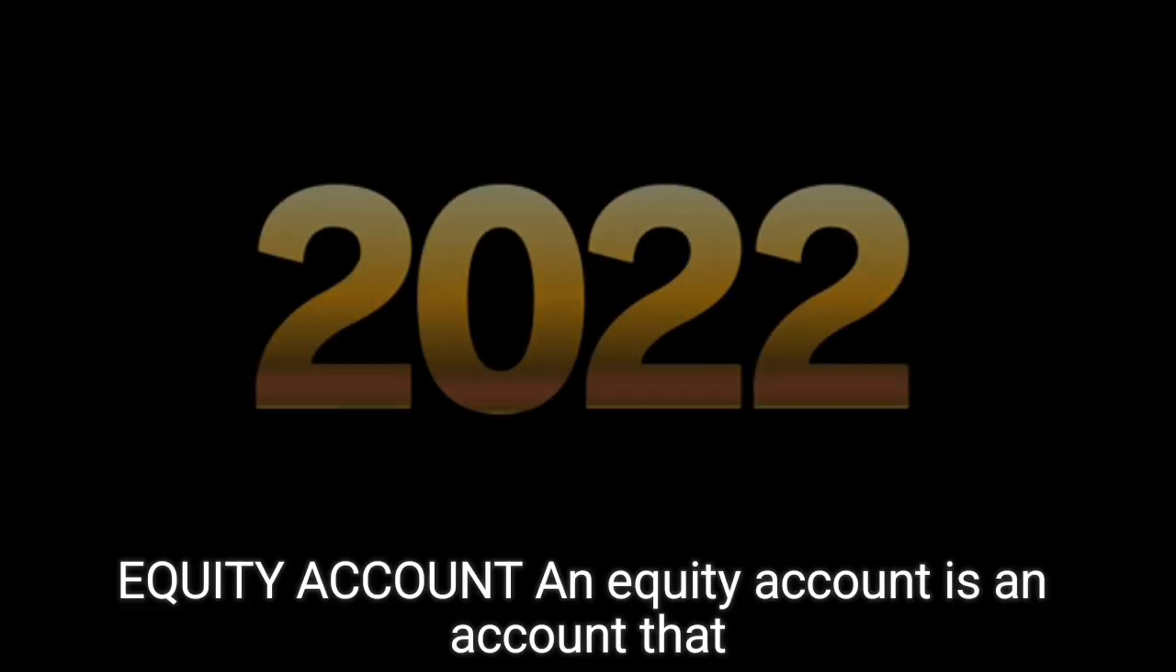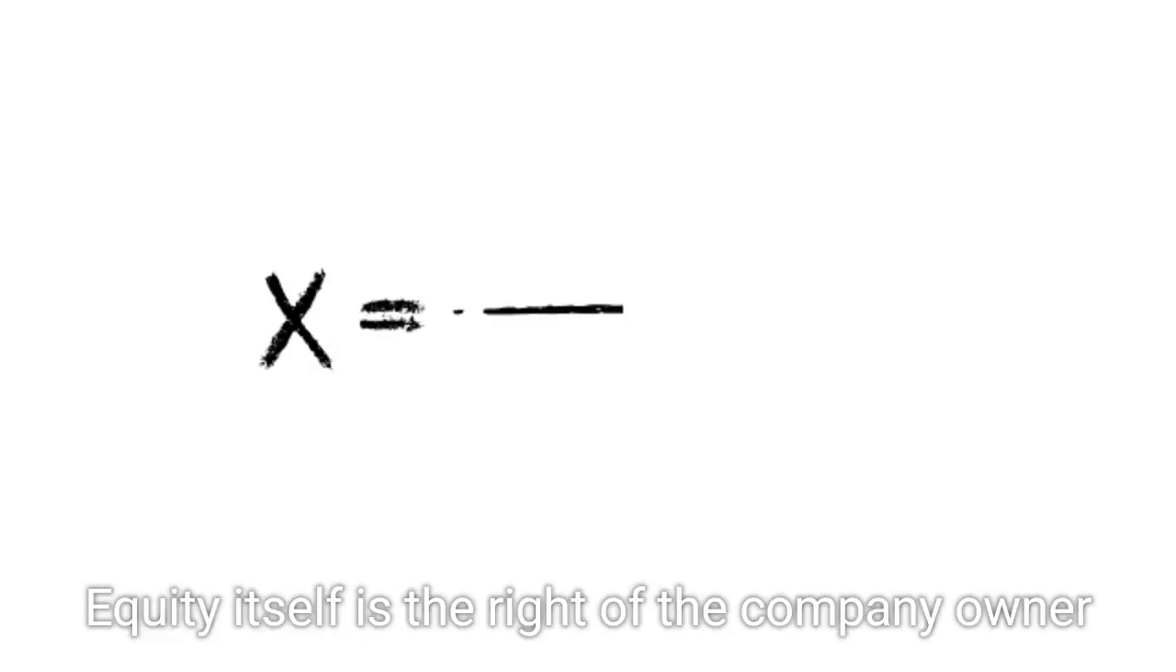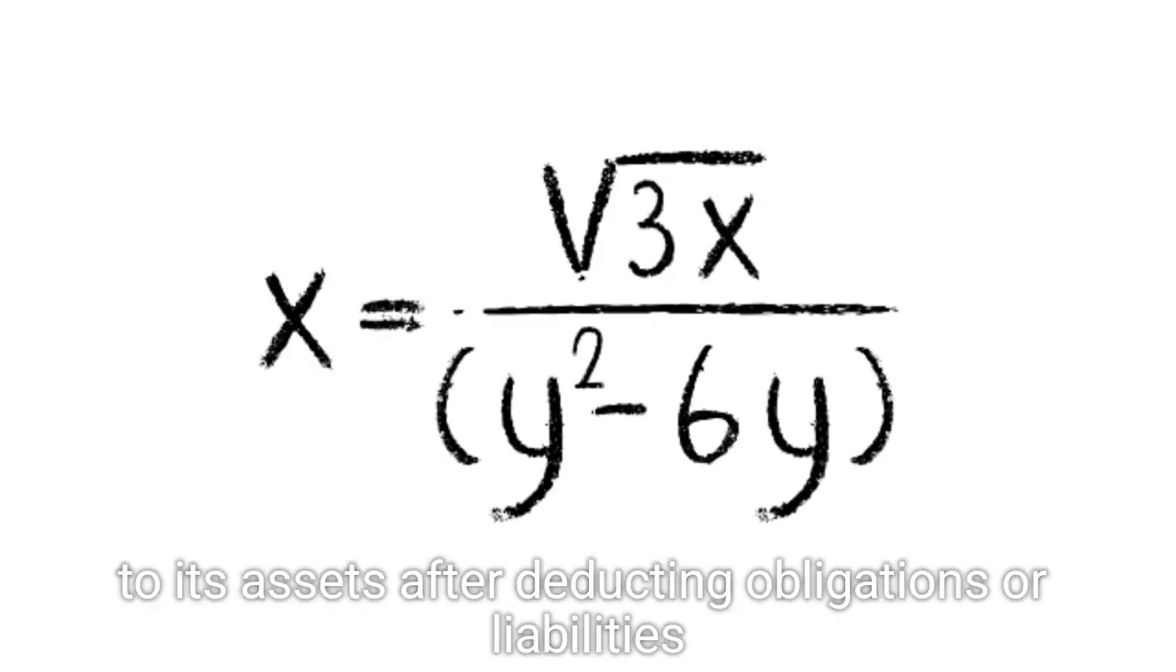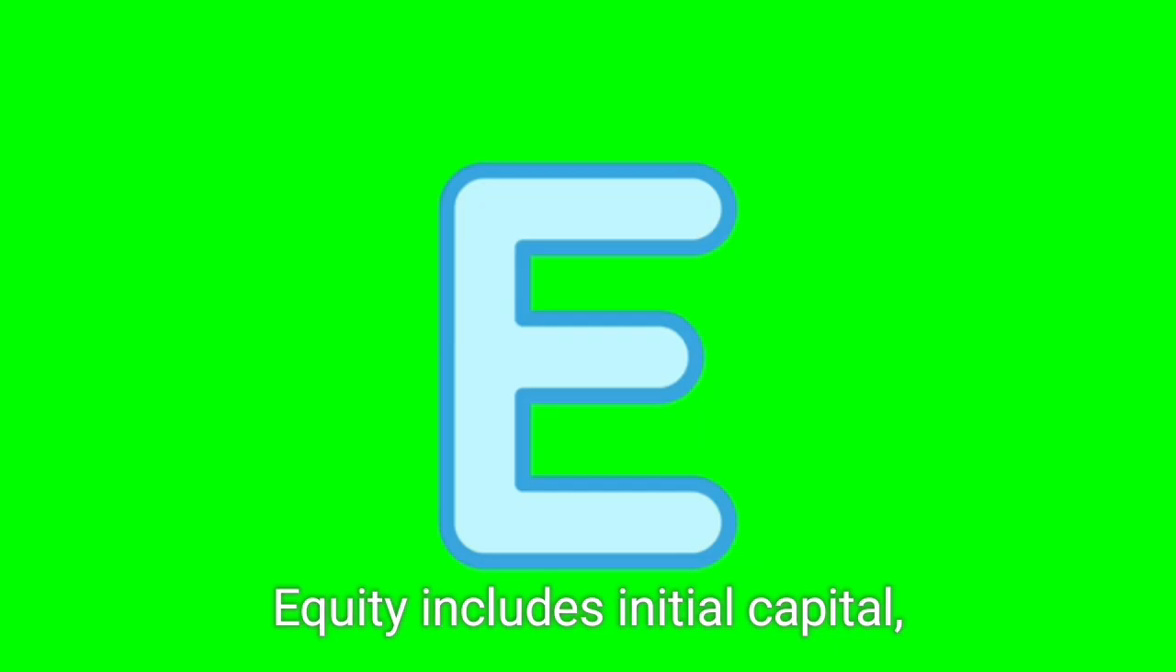Equity account. An equity account is an account that records ownership interest in a company. Equity itself is the right of the company owner to its assets after deducting obligations or liabilities. Equity is a part of the financial report that shows how much the owner or shareholder claims on the company's assets. Equity includes initial capital, retained earnings, and other investments.